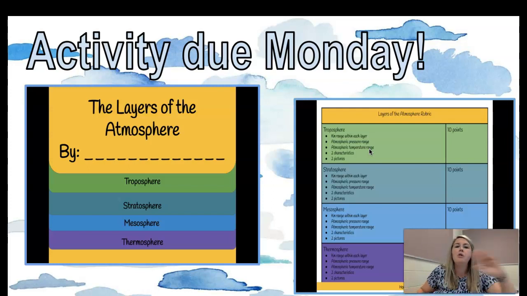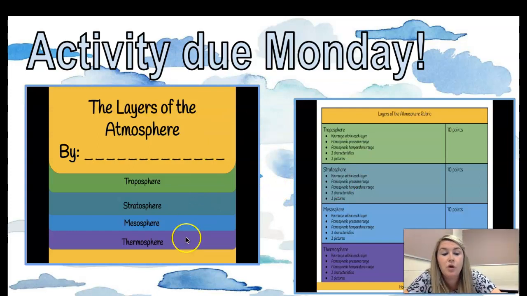You also have to give me 2 characteristics of that layer. So is that the layer we live in? Is that the layer that protects us from meteors? Does it have the ozone layer? So you have to tell me 2 characteristics of each layer, and then include 2 pictures. These 2 pictures don't have to be the exact layer, but it can be a picture of things found in the layer. Whatever you want, as long as it applies to that layer of the atmosphere. Okay? So you'll be doing this for each of these 4 main layers.